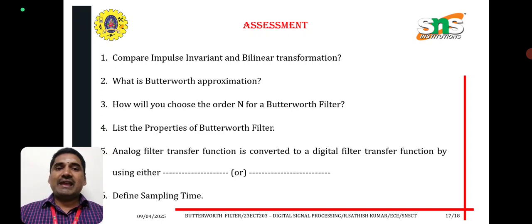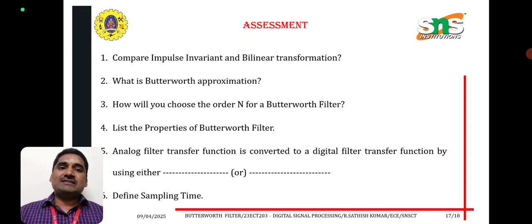What is meant by Butterworth approximation? In Butterworth approximation, the error function is selected such that the magnitude is maximally flat in the passband and monotonically decreasing in the stopband. How will you choose the order N for a Butterworth filter? N is equal to 1 by 2 into log of ((1 by As square) minus 1) the whole divided by ((1 by Ap square) minus 1), the whole divided by log of Ωs divided by Ωp.